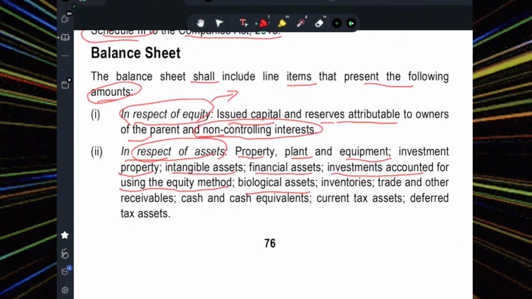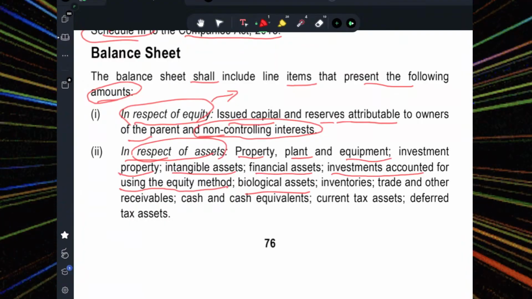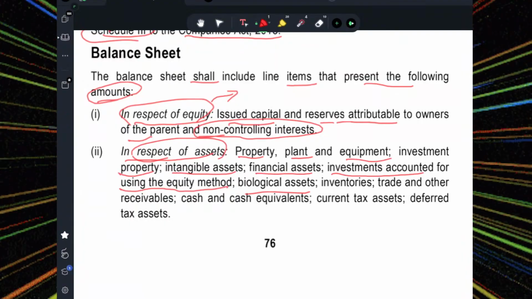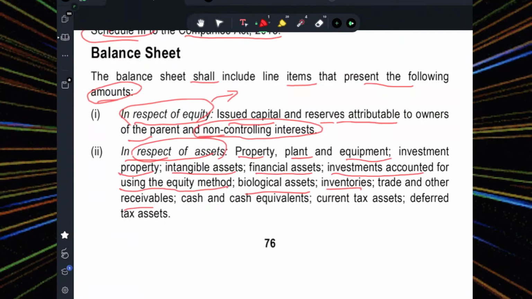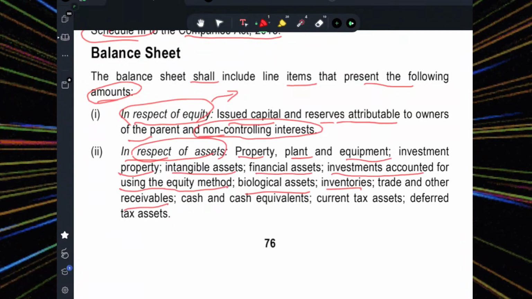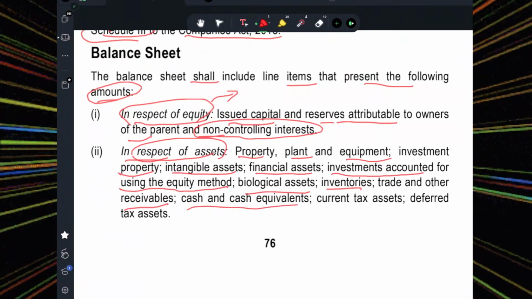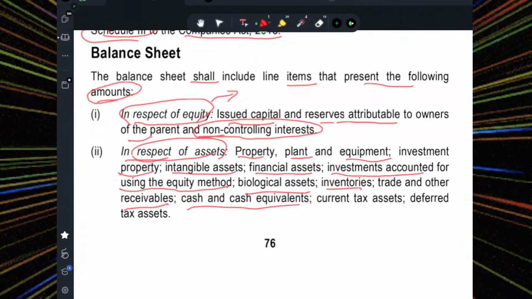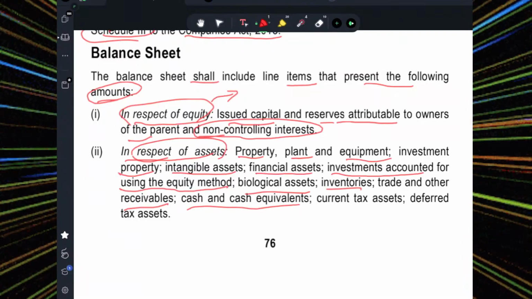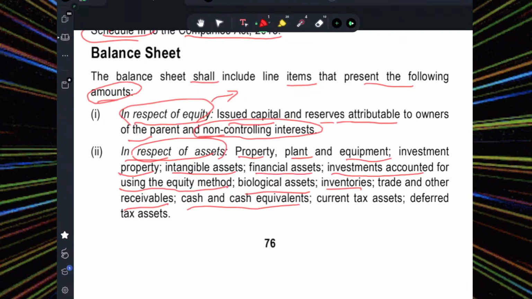Now, biological assets. We have cows, we have goats, we have trees. Inventories: the business we do, we have stocks. Trade and other receivables: I have done some sales, receivables are there. Cash and cash equivalent: I have cash, I have gold bars, gold coins equivalent to cash. I can exchange the bitcoins I have, that is equivalent to cash.